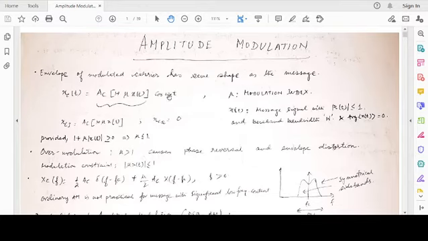So if you see here, we can decompose this as Ac cosine omega_c t, which means a pure carrier signal is present, and Ac times mu x(t) times cosine omega_c t, which means a message signal multiplied with my carrier is present. So a pure carrier frequency exists. Henceforth, this is known as amplitude modulation with the presence of carrier.